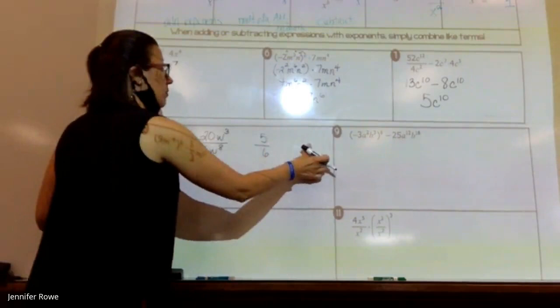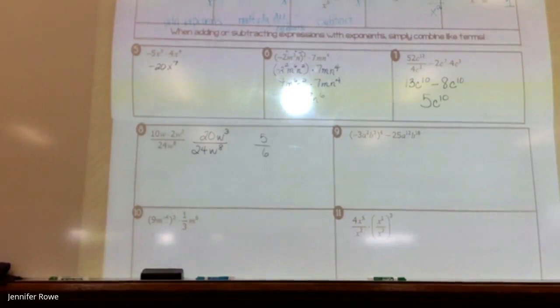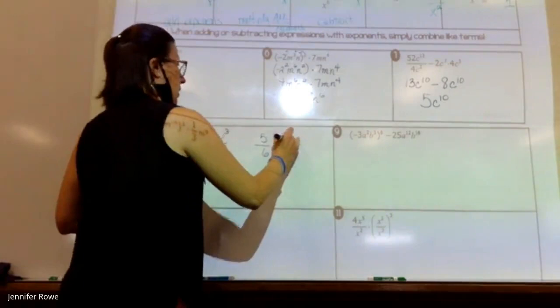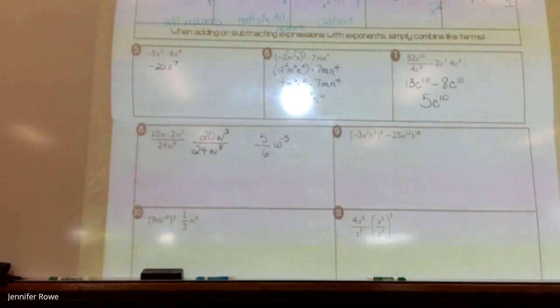Okay, now, it's division. So what do I do with the 3 and the 8? I subtract them. 3 minus 8 is? When you do straight subtracting, the answer is always on top. Now, you might be able to leave that answer. That might be fine. By the way, these are the same thing.